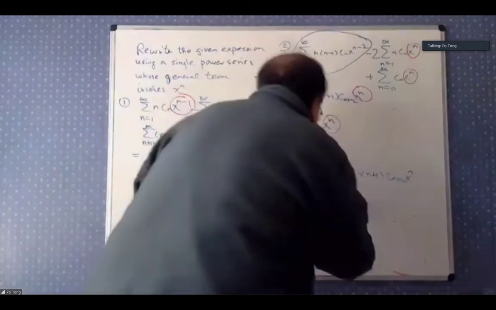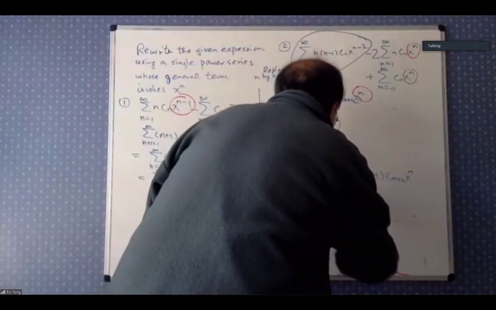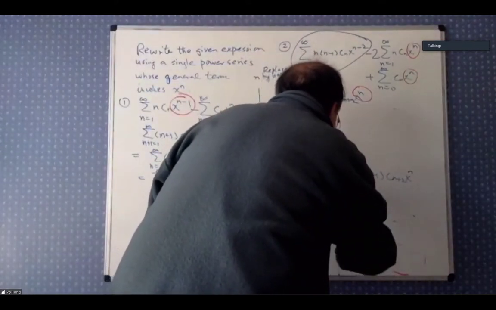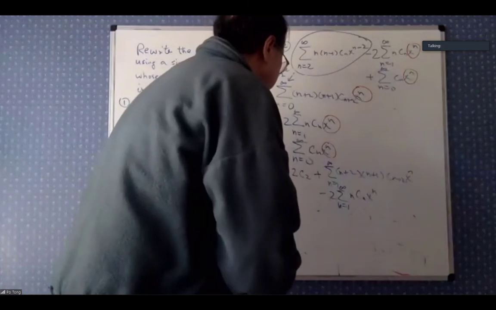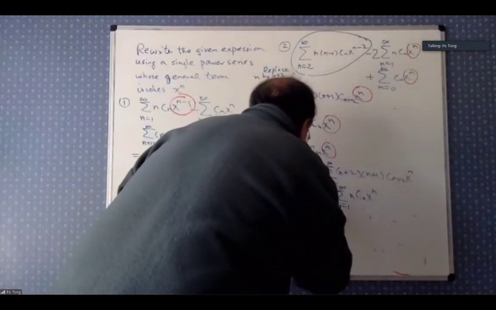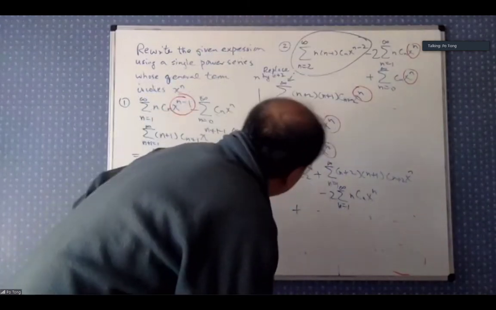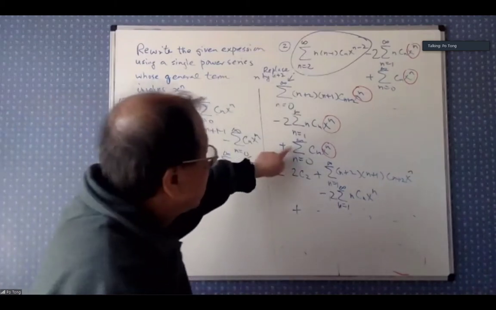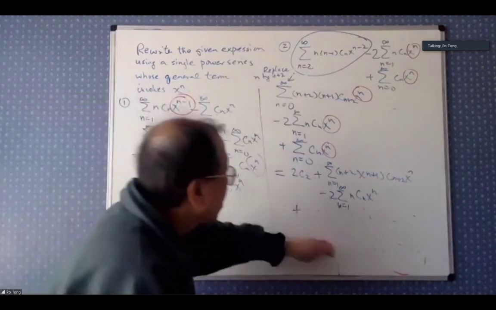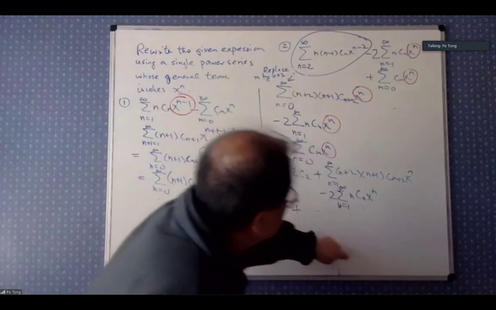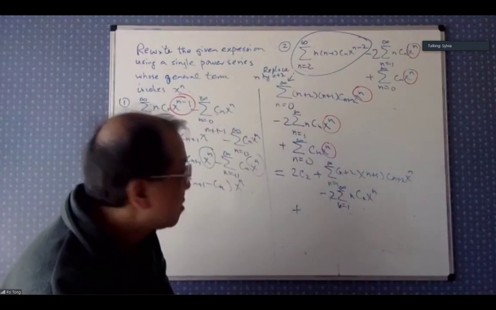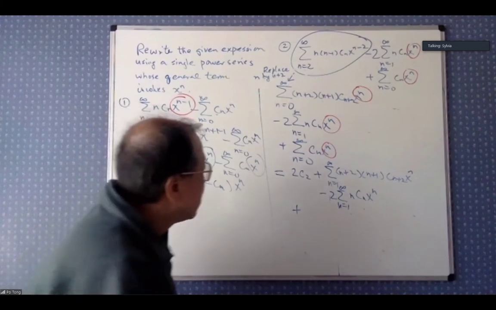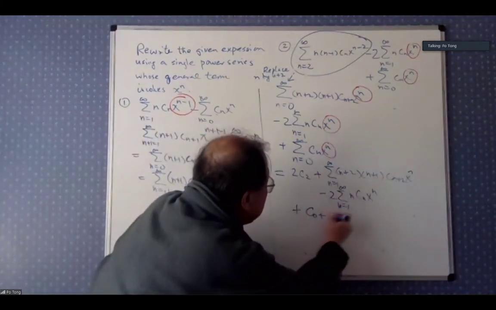Now this one I just copied. Plus. Here I also have to peel off something. So what do I peel off? Do you just plug in n equals 0, so it's just C0? Very good. Cynthia.